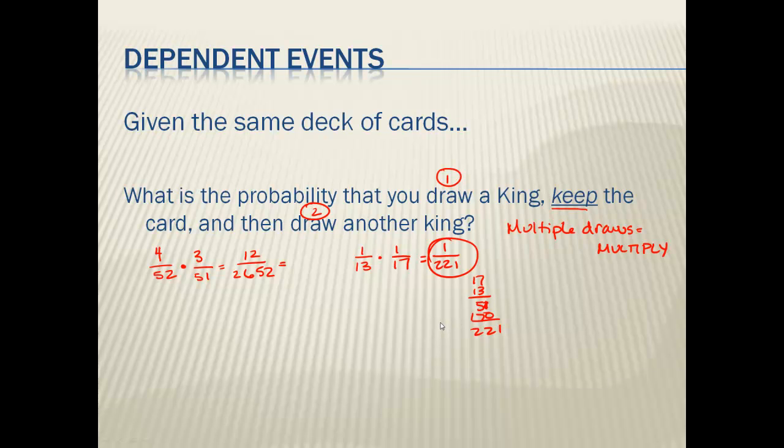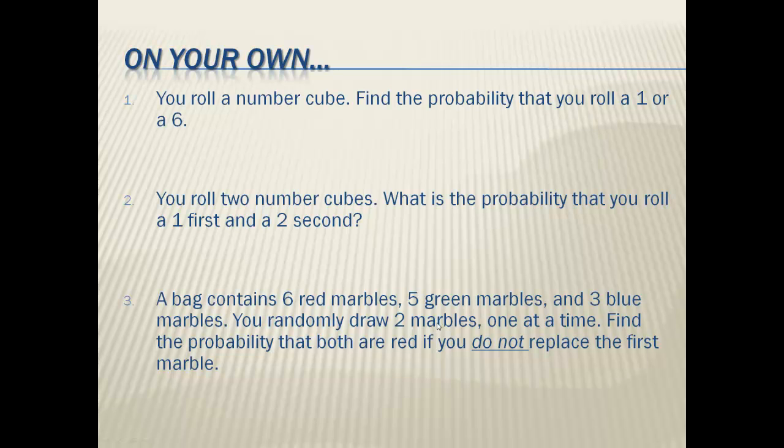All right, moving on to the next part. This part is on your own. So you roll a number cube, find the probability that you roll a 1 or a 6. You roll 2 number cubes, find the probability that you roll a 1 first and a 2 second. And the last one, a bag contains 6 red marbles, 5 green marbles, and 3 blue marbles. You randomly draw 2, one at a time. Find the probability that both are red if you do not replace the first marble. So go ahead and take a few minutes. I want you to pause the video here, do those 3 on your own. These could very well be the questions that I have for the pop quiz, so make sure you show your work, you figure out what you did. Okay, so go ahead and pause, and we'll come back.